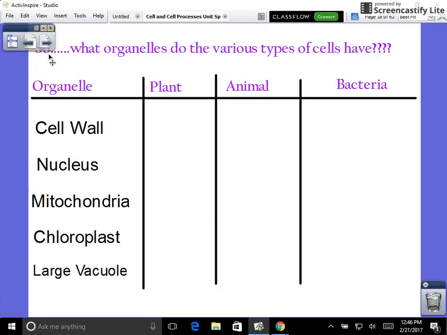And that wraps up for today. We're going to finish this chart tomorrow. You should be able to say cell wall. You should be able to check off if it's found in a plant, animal, or bacteria. You can kind of compare the organelles.